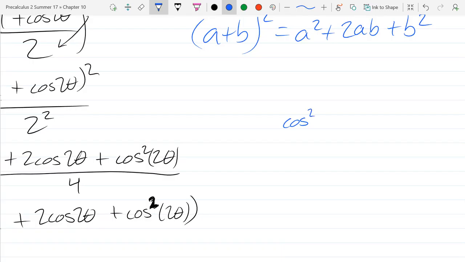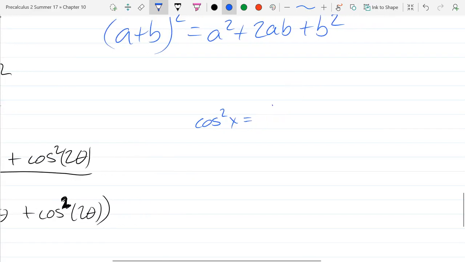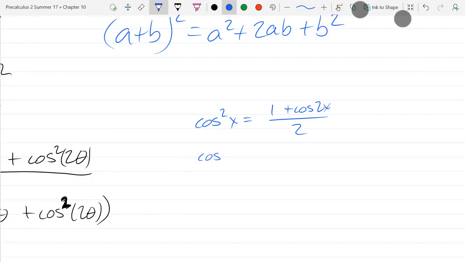Cos squared, I'm going to write it as cos squared x. I'm going to use the x variable. Equals 1 plus cos 2x over 2. Let x equal 2 theta. So wherever I wrote down x, I'm going to write 2 theta in place.